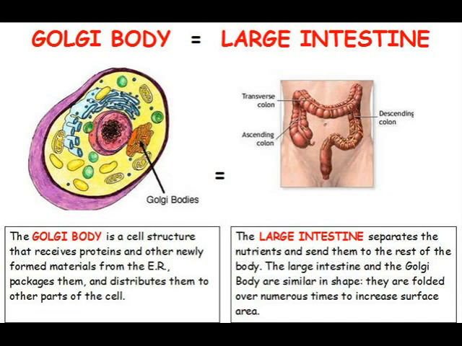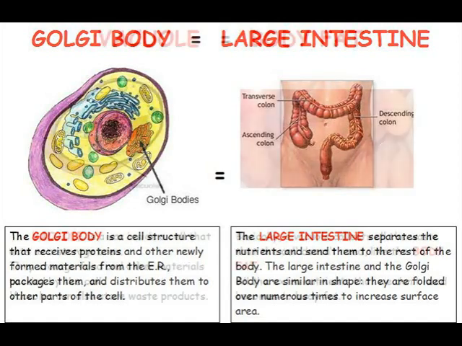The Golgi body is a cell structure that receives proteins and other newly formed materials from the ER, packages them, and distributes them to the other parts of the cell. We can compare the Golgi body to the large intestine because the large intestine separates the nutrients and sends them to the rest of the body. The large intestine and the Golgi body are similar in shape. They are folded over numerous times to increase surface area.